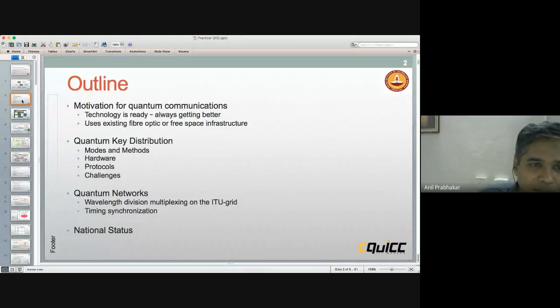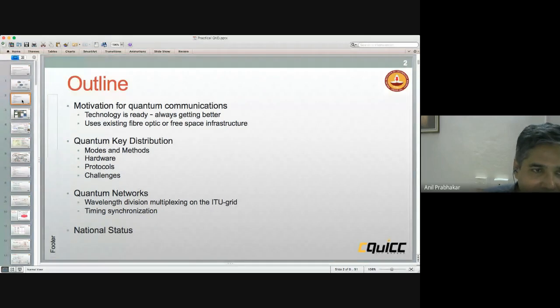If you look at the motivation for quantum communications, it's basically around the idea of security. What we say is a motivation today is that it's always ready. And it keeps getting better, undoubtedly, but it's ready today. So we should really be using what is available to us today. We can use existing fiber optic or free space infrastructure.